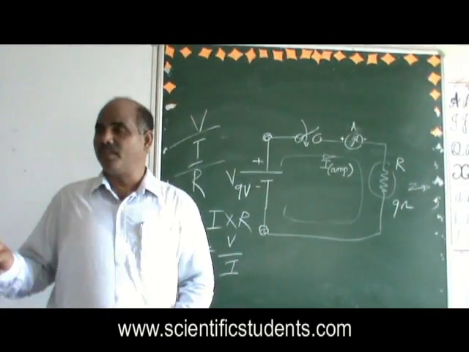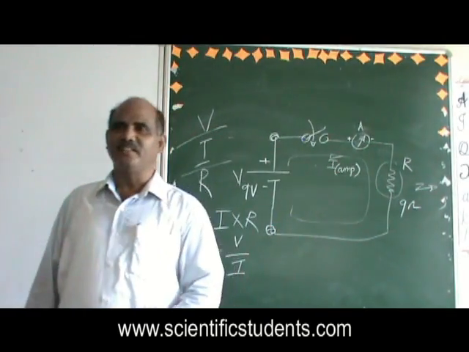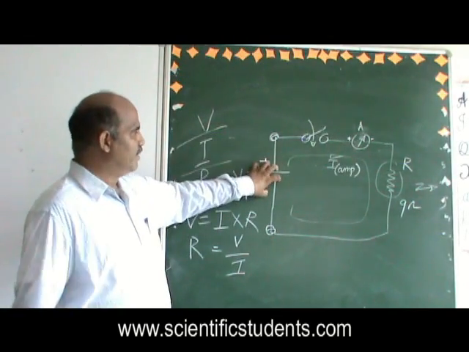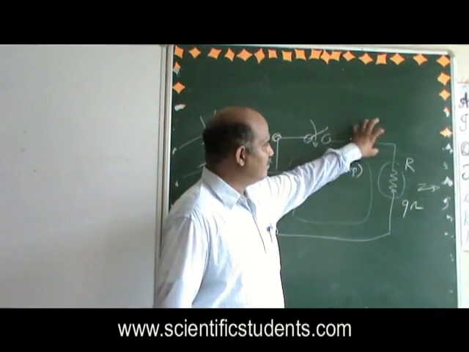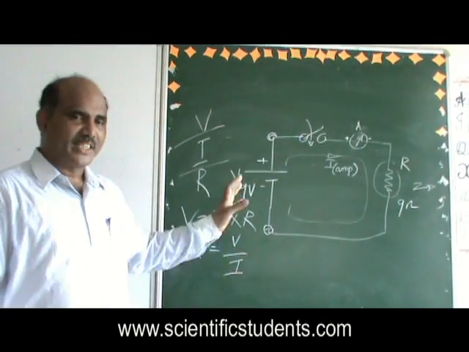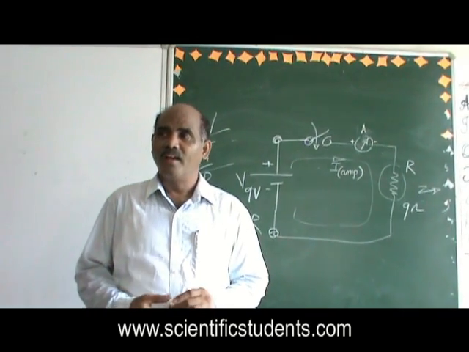And also, of course, very interestingly, can anyone tell what else is missing in the circuit? Can anyone tell? It's an important point. We have a battery, you have a switch, you have an ammeter, you have a resistance. But something else is missing to make sure that the circuit is working. What else is missing?